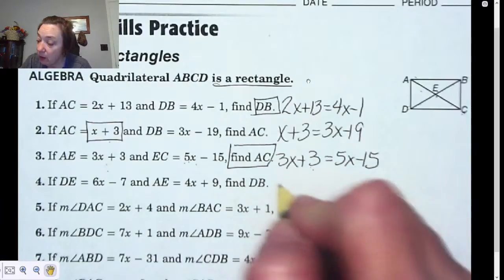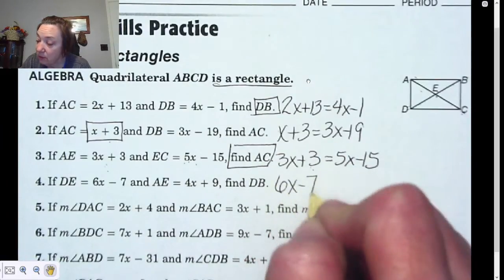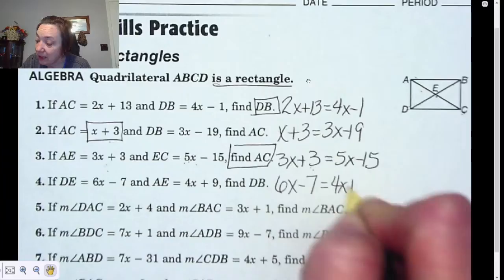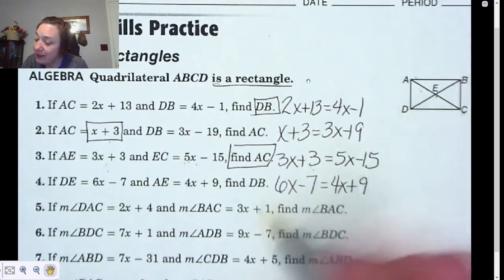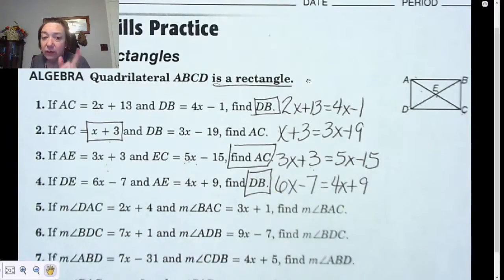So we'll set up that equation again. 6x minus 7 equals 4x plus 9. Right? Okay, we'll solve that for x. Then it's asking us to find DB. So pay attention to what they're asking you to find. They're going to try to trick you on this, so pay attention.